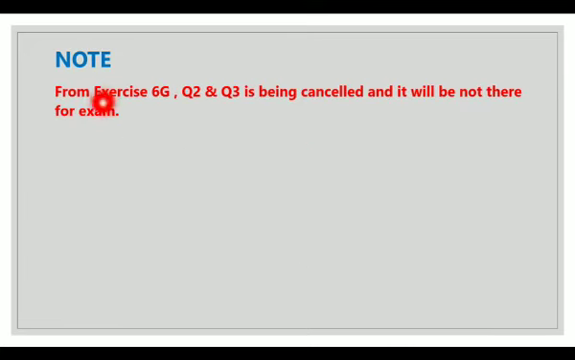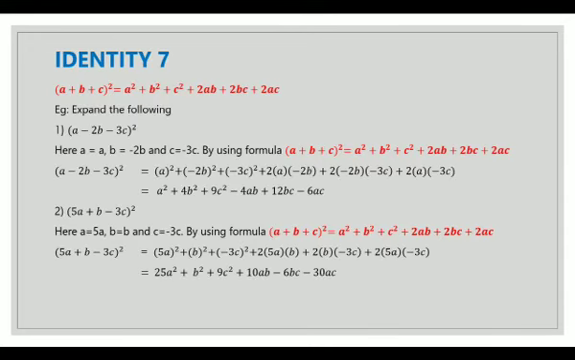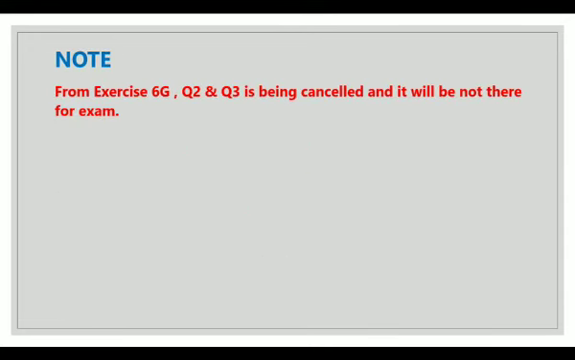Here is a note from exercise 6G. Question number 2 and question number 3 have been cancelled and will not be there for the exam. With this we have completed the chapter and I hope you all have understood the identities. There is a small assignment based on it. Please try to solve it. From tomorrow we are going to begin a new chapter.